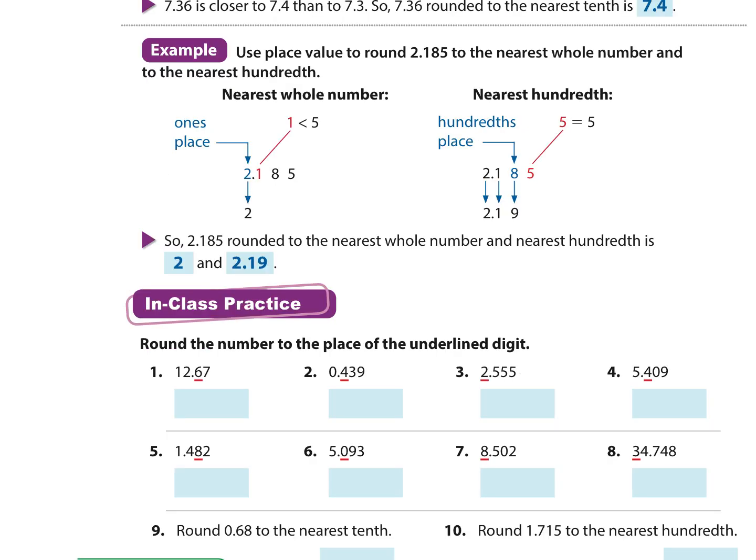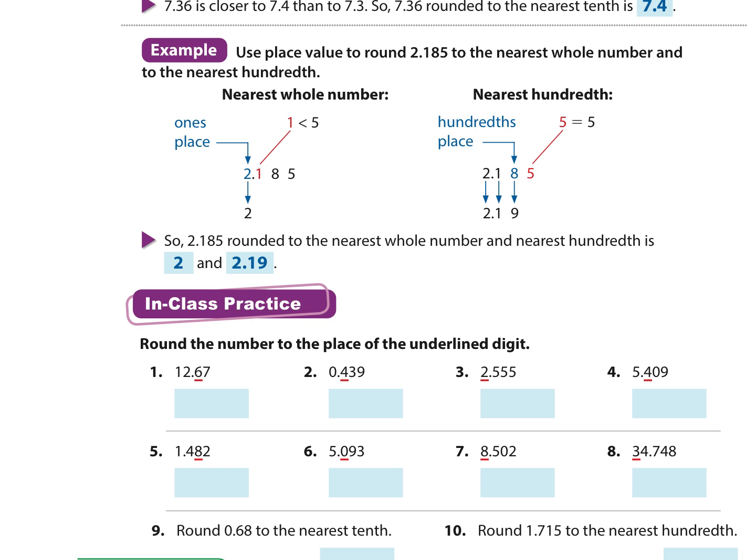We're going to look at what they have right here. It says use place value to round 2.185. How do I read that number? 2 and... the very top. How do I read this number? Close, so close. Thousandths, right. 2 and 185 thousandths. We want to round that number to the nearest whole number and to the nearest hundredth. So I'm going to round that number 2 different times.